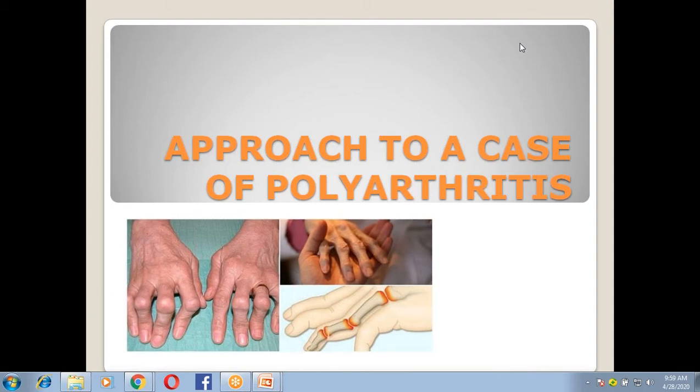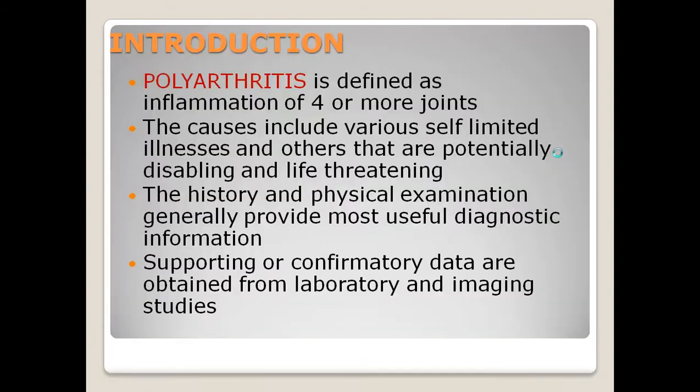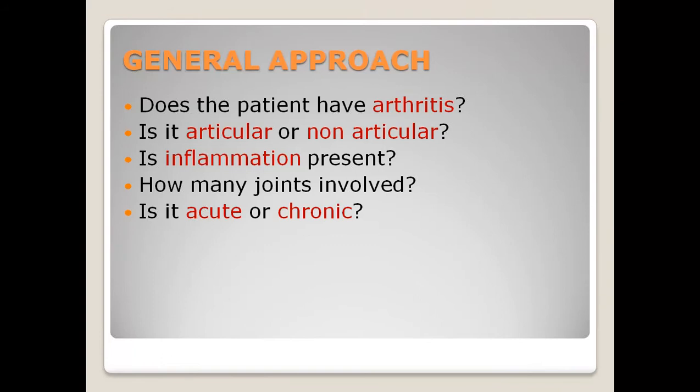Today we will talk about the approach to a case of polyarthritis. As we were discussing autoimmune disorders, polyarthritis is defined as an inflammation of four or more joints. The causes include various self-limited illnesses and others that are potentially disabling and life-threatening. The history and physical examination generally provide the most useful diagnostic information, and imaging and laboratory investigations will also help us. So, how do you want to approach a case of polyarthritis?